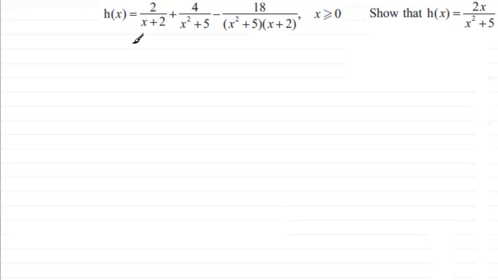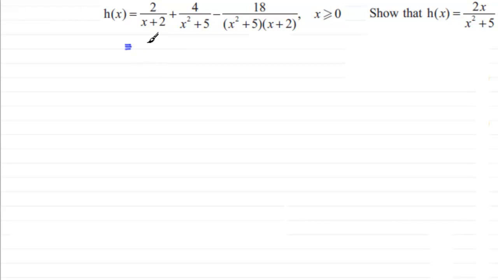Well, first of all, you could say that h of x equals, or as I prefer to say, is identical to, so that'll be 3 lines there. And what we've got to do is place each of these 3 fractions over a common denominator. And I can see that I can place them all over a denominator which is x squared plus 5 times x plus 2.